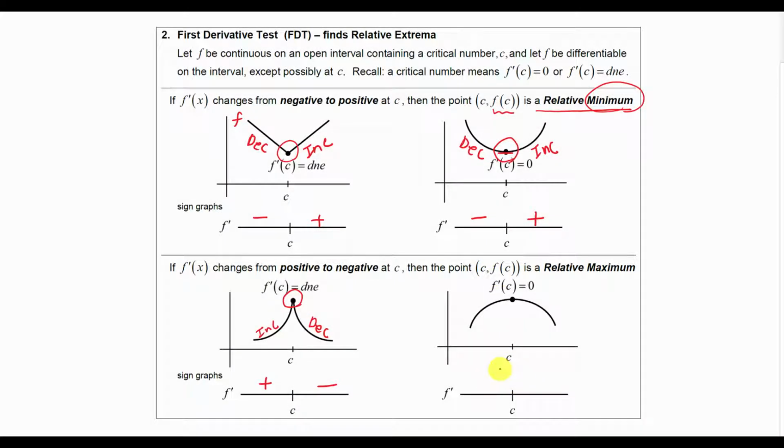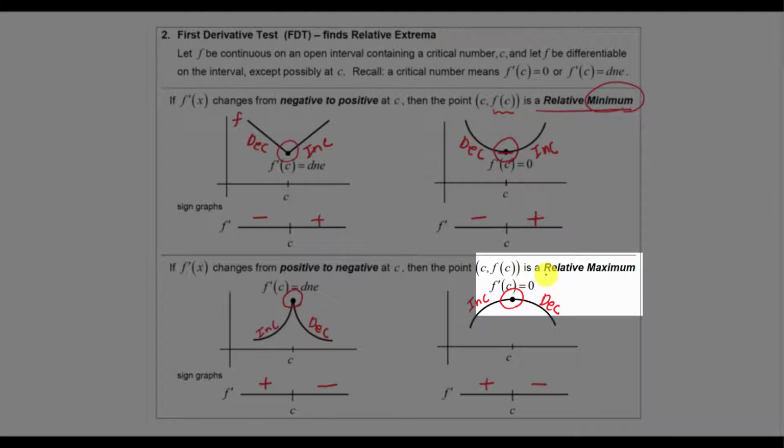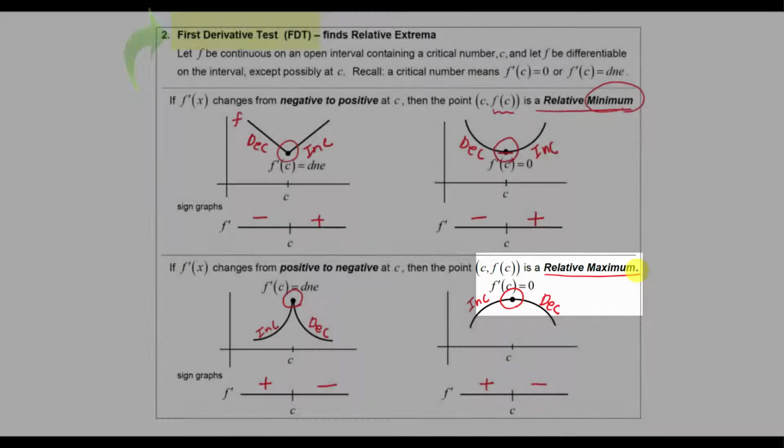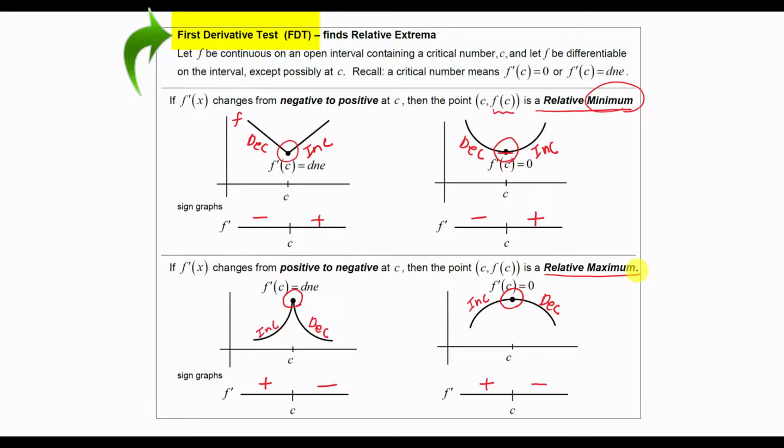Same thing if f prime of c equals 0 and f prime sign is positive before the point c and f prime sign switches to negative after c. Because your original f function will be increasing in that interval where f prime is positive, and it will be decreasing after the point c where f prime is negative. So you are going to have a hill there, which will produce a relative maximum point at x equals c, with maximum value f of c. So this is the first derivative test.